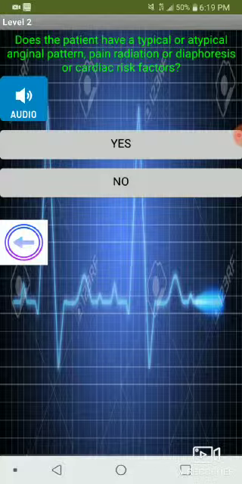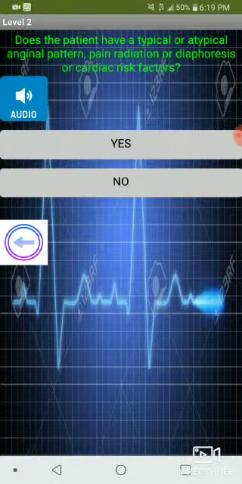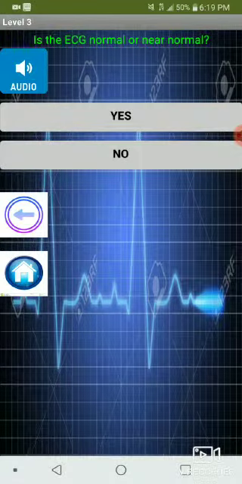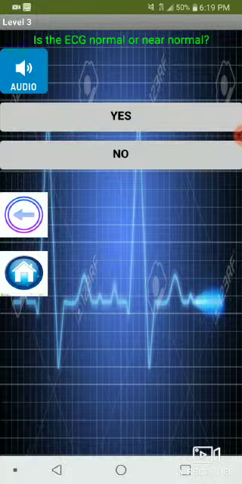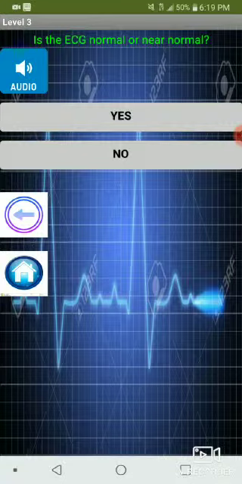Now as you could see, there's two options. If the patient feels those factors, you say yes. And as soon as you say yes, it will bring you to the next level, level 3, where you can listen to the question: is the ECG normal or near normal? So now the clinician will know what type of test they did, and whatever they did, was it normal or was it not normal.